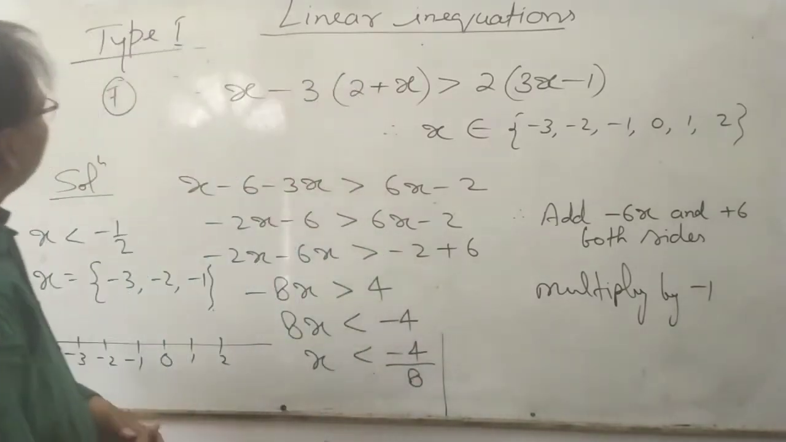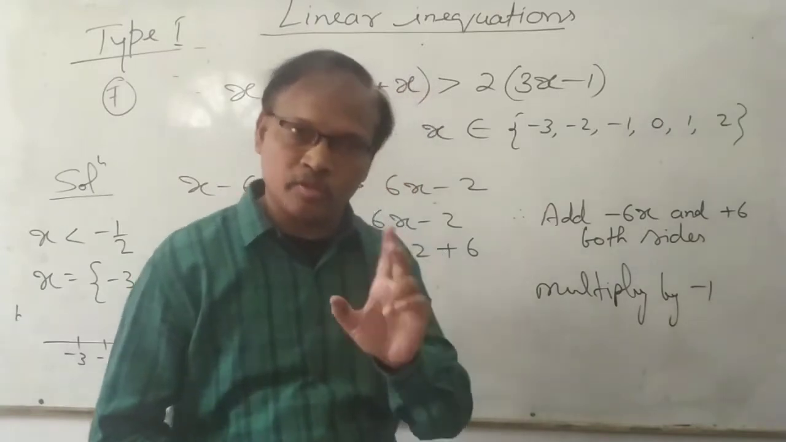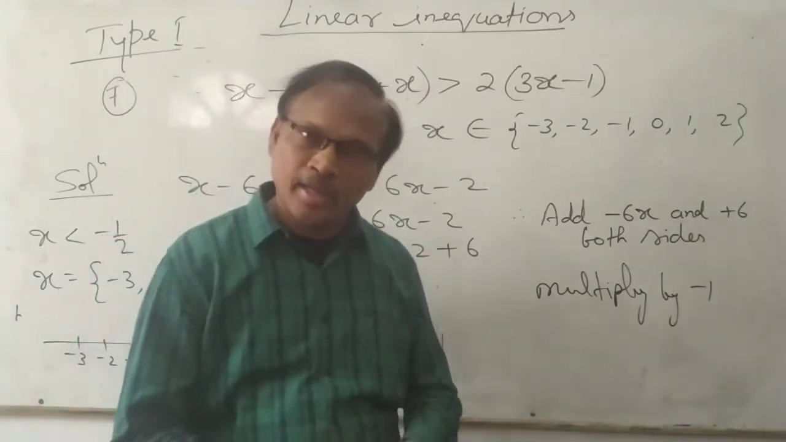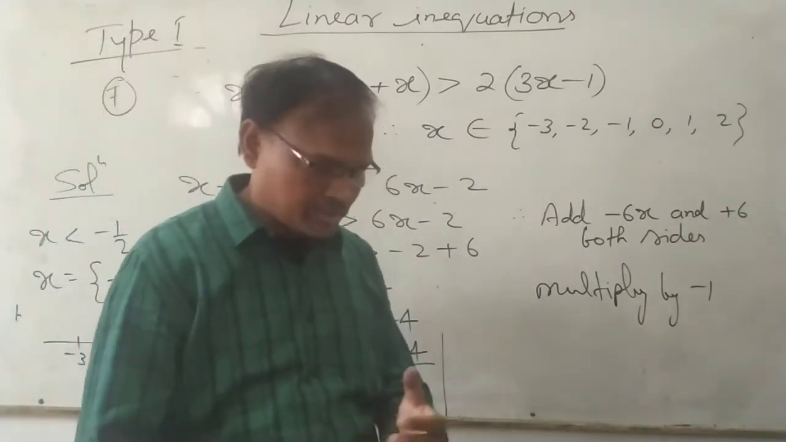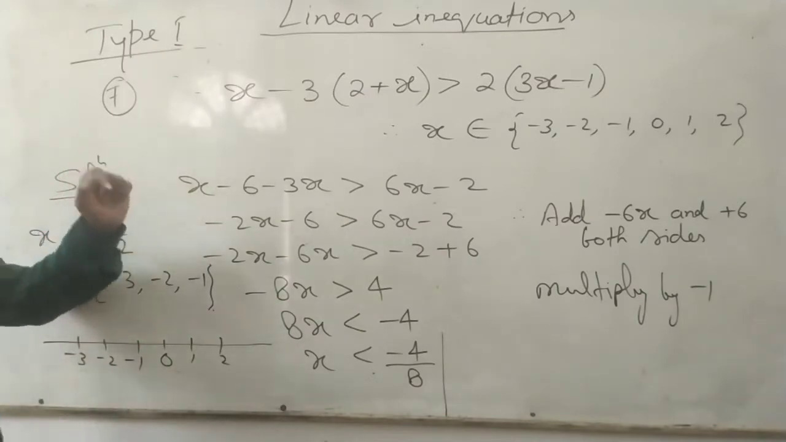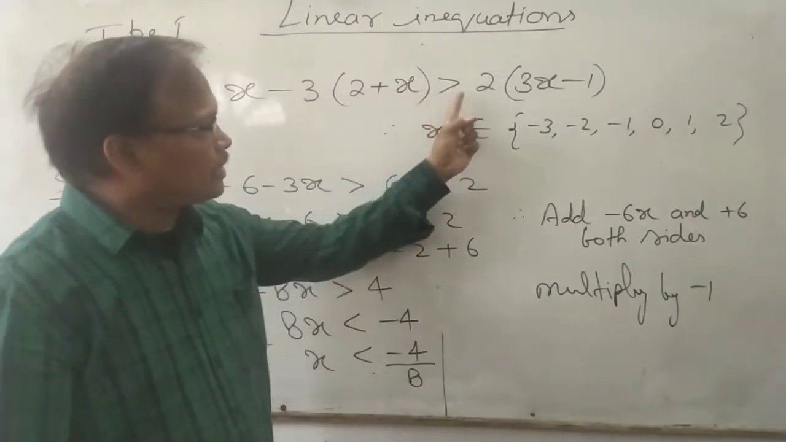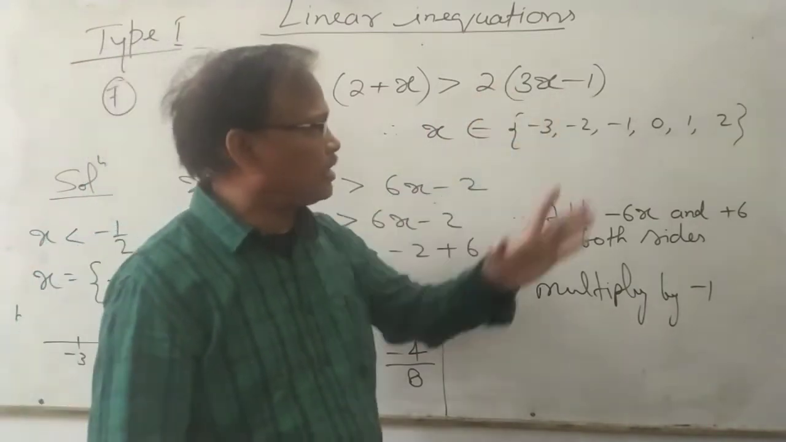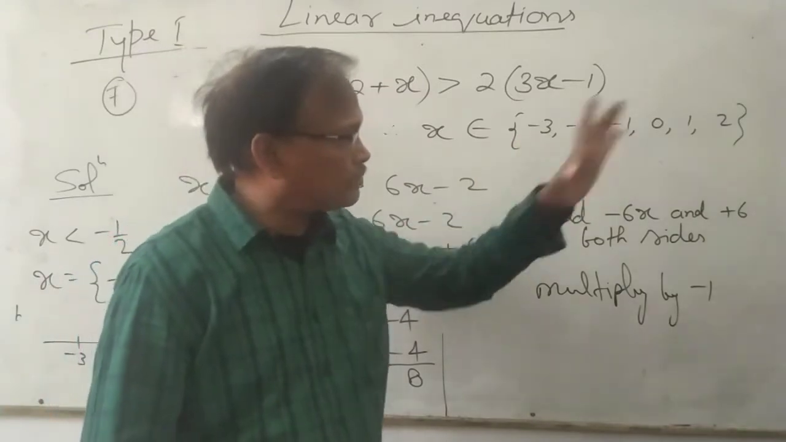Now, type 1. I told already in my earlier video the two questions of type 1. Again the one more question, exercise 4, the chapter 4 linear inequations. Question number 7, x minus 3 in bracket 2 plus x greater than 2 in bracket 3x minus 1. And the solution set also given, x belongs to this.